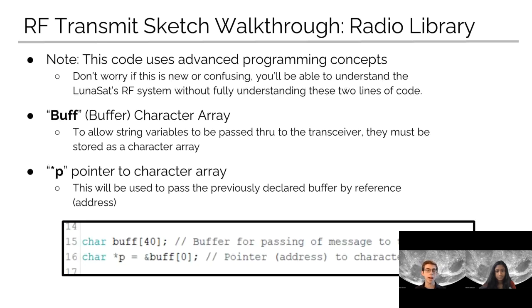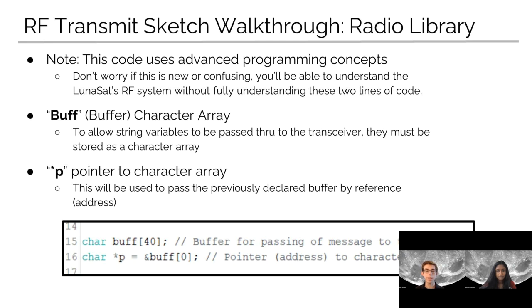So next, we have 2 lines of code that you may be unfamiliar with, but that's okay. We'll go over each one by one. The first line is something that says char buff and then in brackets 40. So we have here a character array called buff, which stands for buffer. Basically, whenever we want to transmit messages with our LunaSat, we have to transmit them as a character array rather than a string. So eventually, our string will be transferred into this character array.